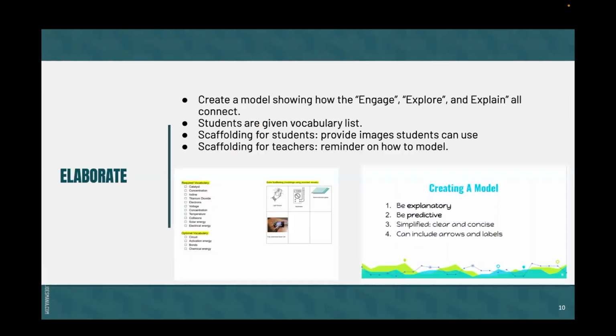In the elaborate section, they are going to use all the different parts of the 5E that they have learned so far to create a model. There is required vocabulary that they will have to use within their model, and then optional vocabulary. For our teachers and students that struggle with doing a model, there is extra scaffolding. We provide the different images that students can cut out and glue into the model, but they still have to use the arrows and labels to help explain.